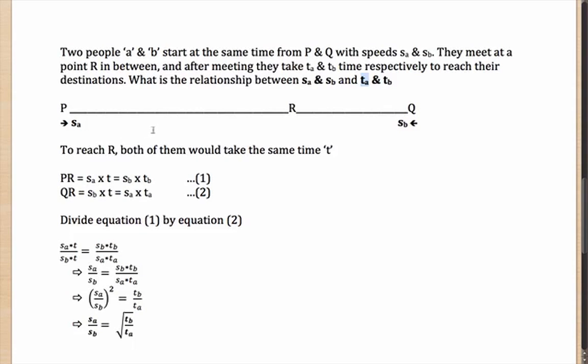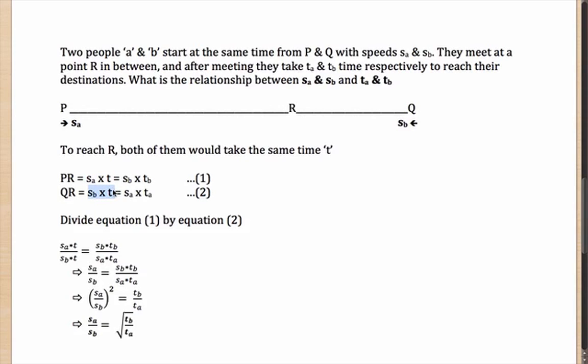Now, let us try and put it in an equation format. What will be the distance PR? A is covering PR in time t. So PR will be equal to speed into time, or SA into t. Very similarly, B is covering the distance QR in time t. So that will be equal to SB into t.